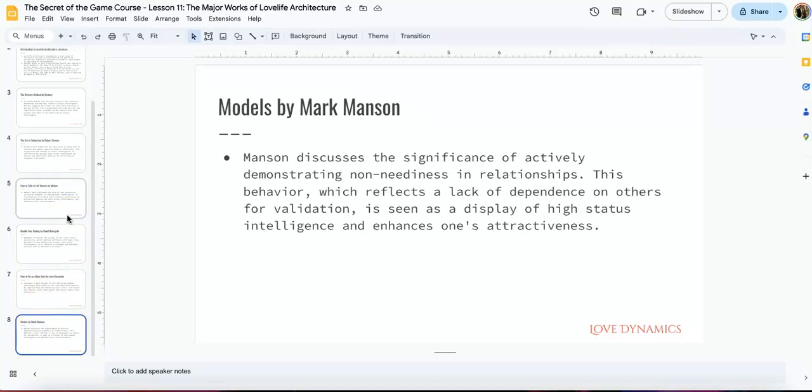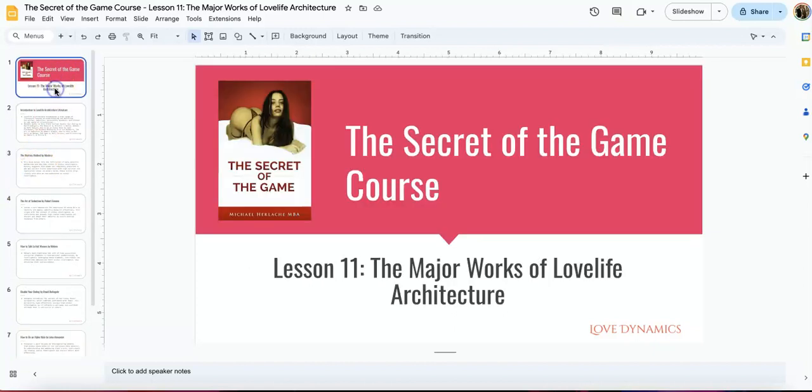And then finally, Models by Mark Manson. Manson discusses the significance of demonstrating non-neediness in relationships. That's once again an aspect of high status. And this conveys a lack of dependence on others for validation. And it is seen as high status intelligence, in enhancing one's attractiveness. So the ability to convey non-neediness is an essential component to the status intelligent male, which is associated with alpha male. So you can kind of see how all this stuff ties together in one integrated framework, which we're calling love life architecture, which is within the broader portion of status intelligence. So keep in mind, we're going to be moving on here, and we're going to get into more stuff later.